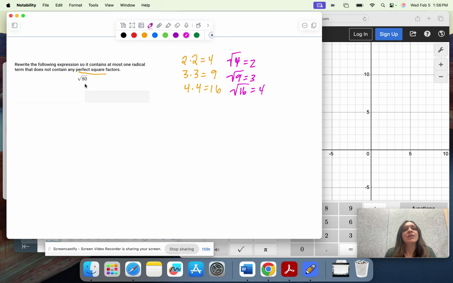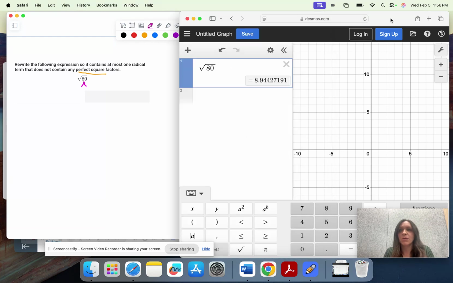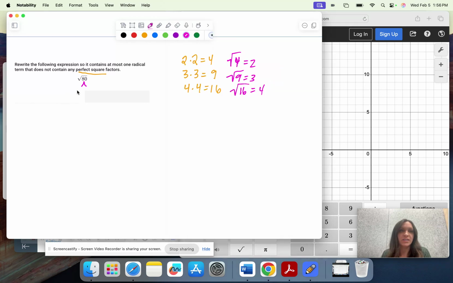So I start, like, let's look at 80. And I'm just going to start breaking it down. Okay, so 80 divided by 2 is 40. So 2 times 40 is 80. So I'm making a factor tree. And I'm going to keep going. 2 is prime, so we're going to skip that. What about 40? 2 times what is 40?